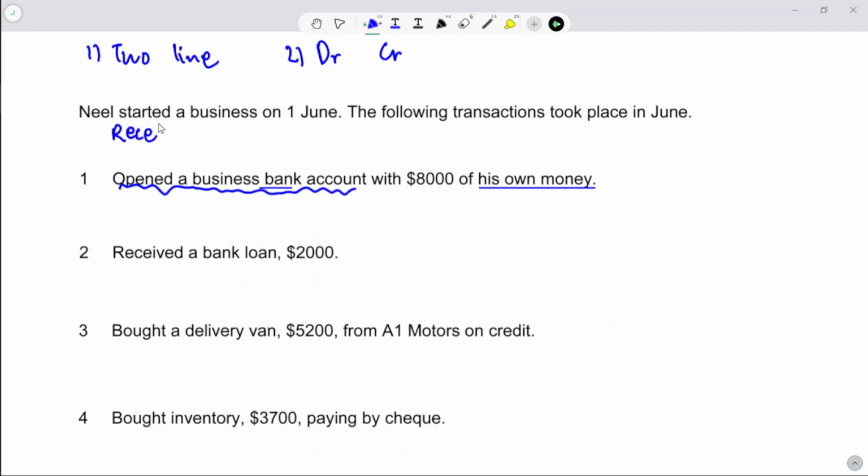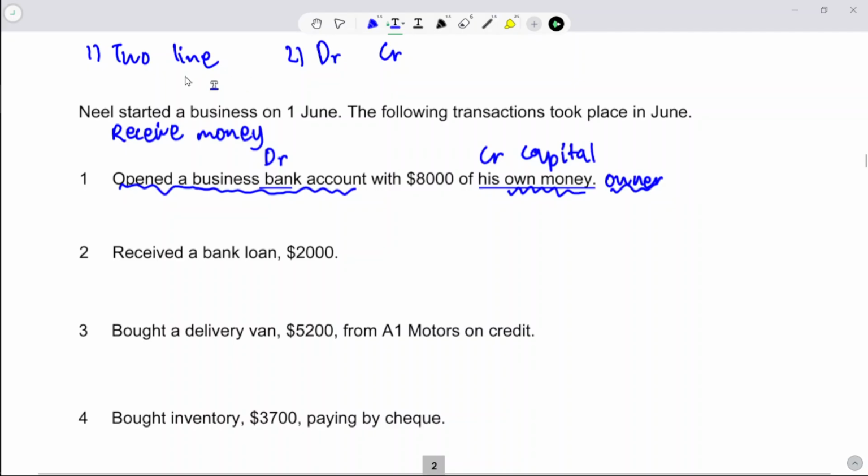the receive money. So we should debit. If this one is debit, then the other one will be credit. This one, own money, is actually related to the owner. Anything related to the owner will be capital. First we draw two lines, then we debit, credit.